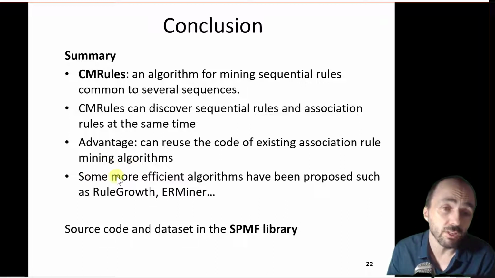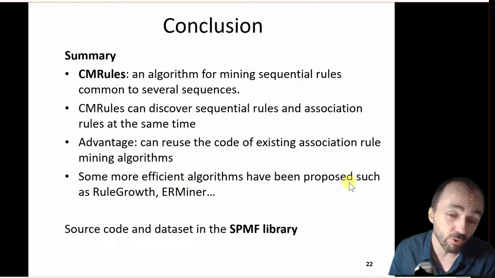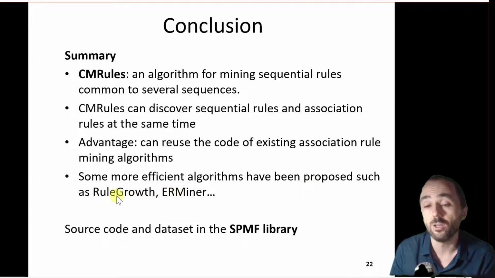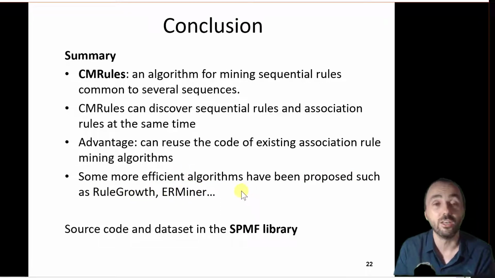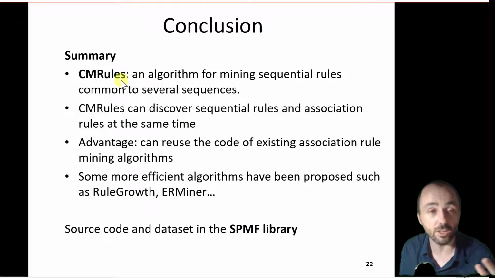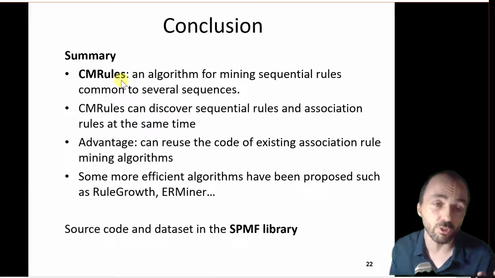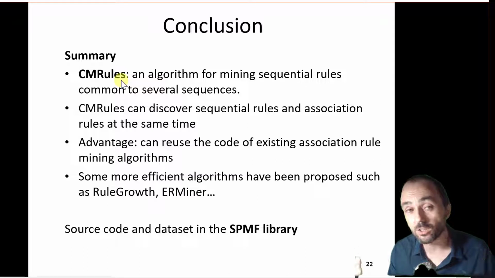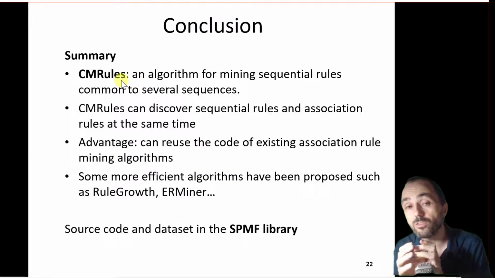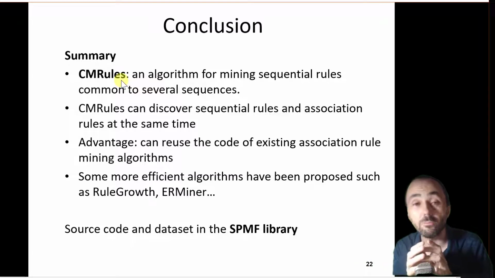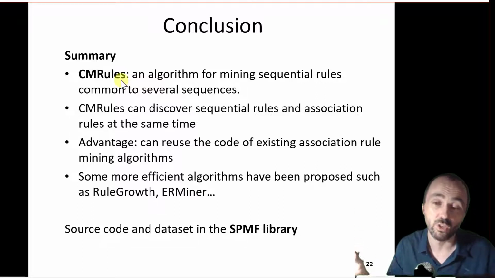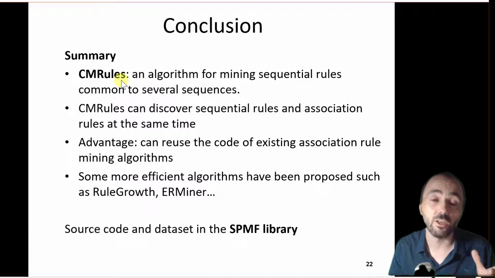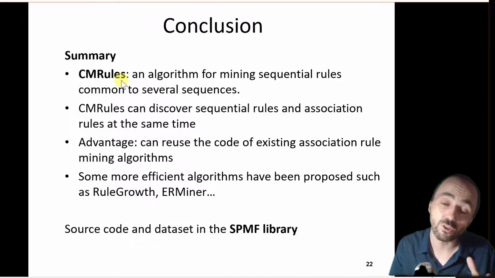But nowadays there are some more efficient algorithms that have been designed, such as RuleGrowth and ERMiner and so on. Okay, so CMRules is not the best algorithm in terms of speed, because sometimes the number of sequential rules can be much smaller than the number of association rules. So in these cases, CMRules will not be so efficient.